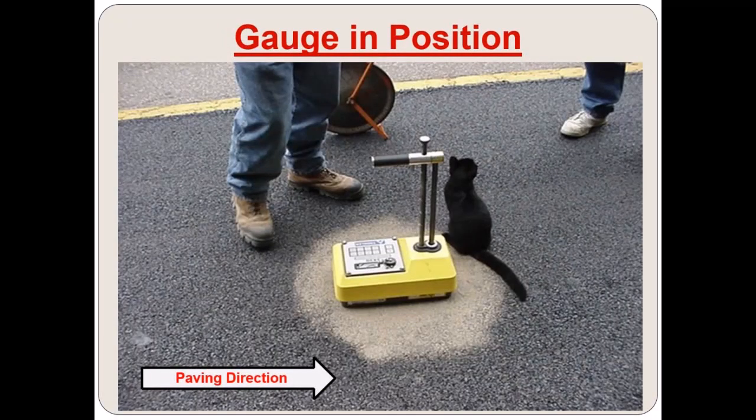For the Troxler gauges, we're looking to standardize everything, and we're wanting the gauges to be facing with the handle towards the paver, keeping everything with the gauge positioned with the paving direction as shown here.